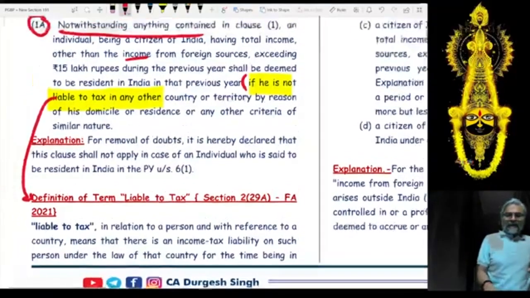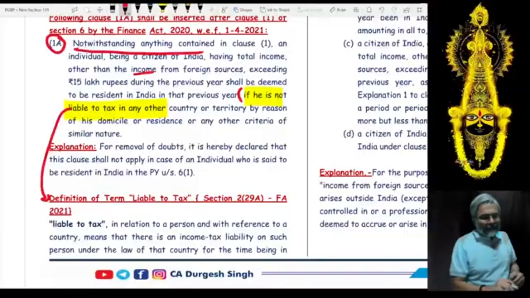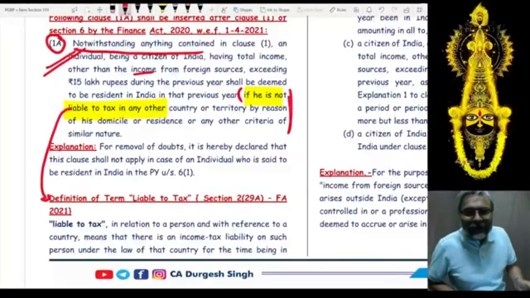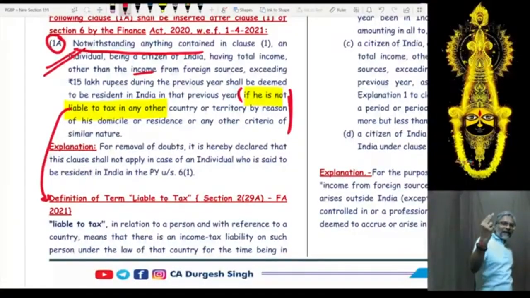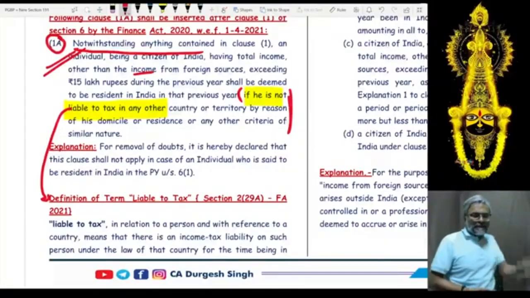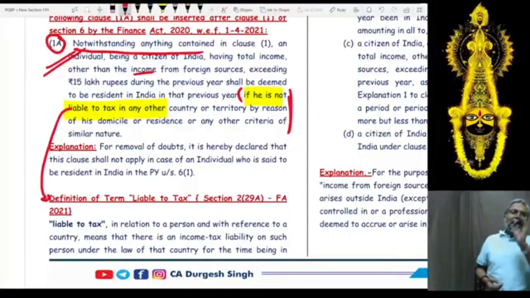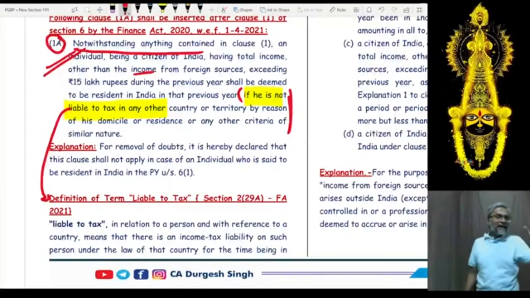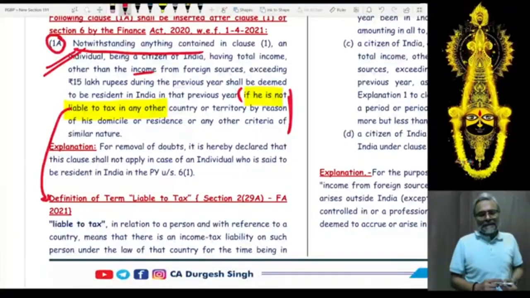And please tell me, for deemed resident under 61A, what is the second condition that we are required to see? The second condition, students, that we require to see is that he should not be liable to tax in any other country. Should not be liable to tax, students. That is the second condition that needs to be satisfied, and that exactly is the game.